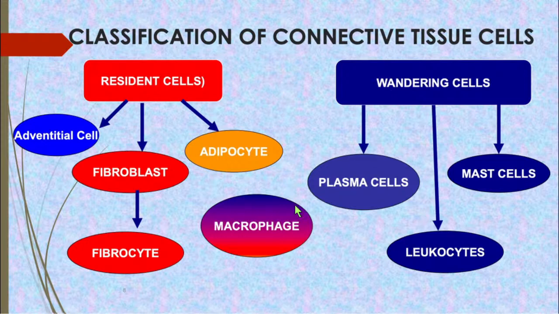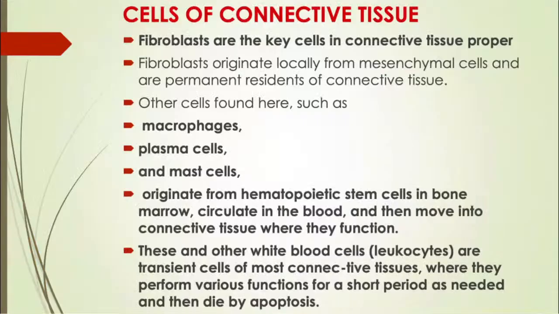And, of course, plasma cells and mast cells. Plasma cells arise from lymphocytes, mast cells arise from leukocytic basophils. So these are wandering cells, which all the time migrate between connective tissue and blood, but the macrophage is located between resident and wandering cells, because one part of macrophages are wandering cells, another is resident, and we will discuss this later.